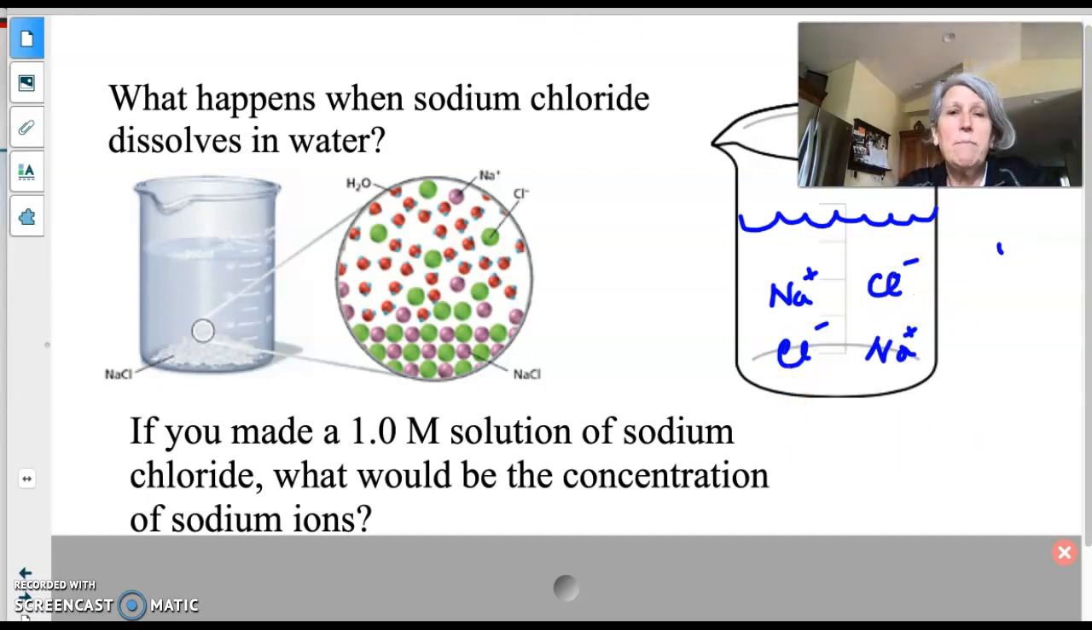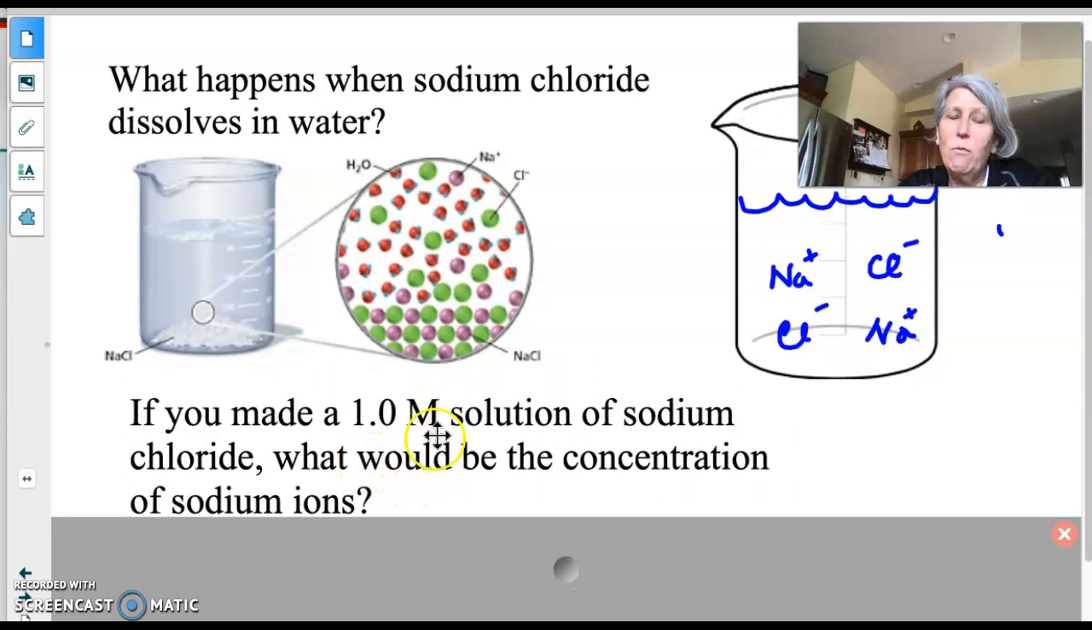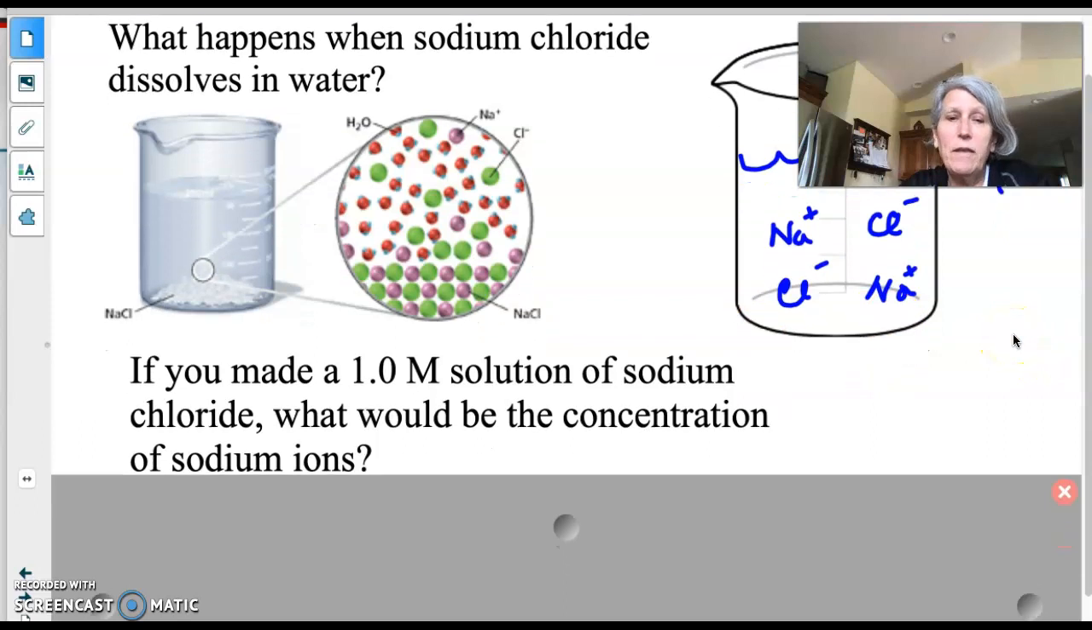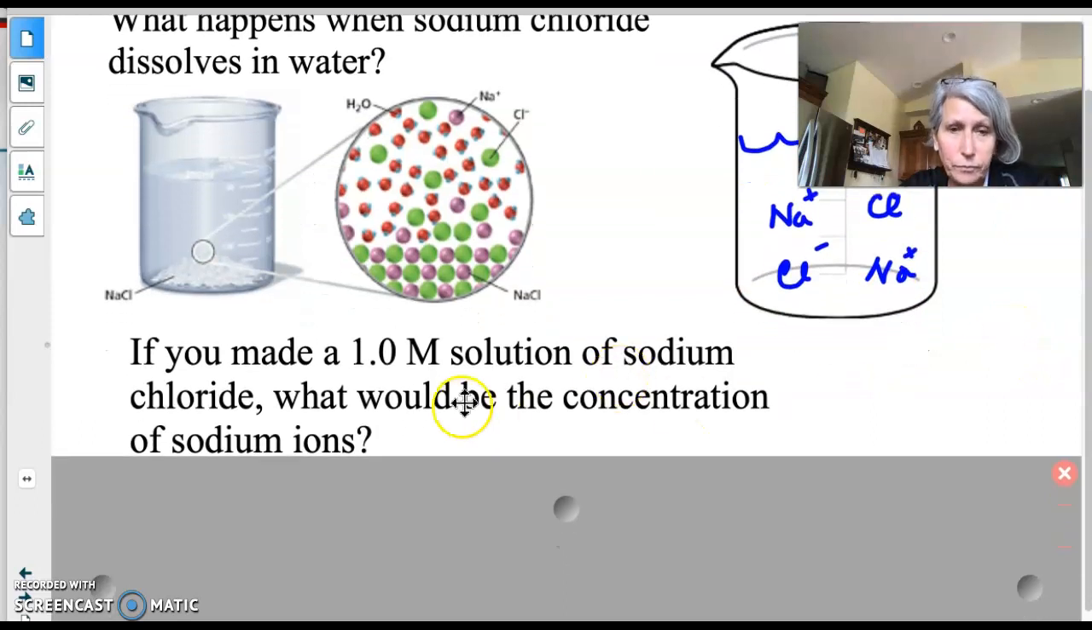What about doing some math problems with it? What if you made a 1 molar solution of sodium chloride? What would be the concentration of sodium ions? Well, the first thing you're going to want to do is draw what we call the dissociation equation, and that's where you draw the formula for sodium chloride, and then you show how it breaks up into ion forms.